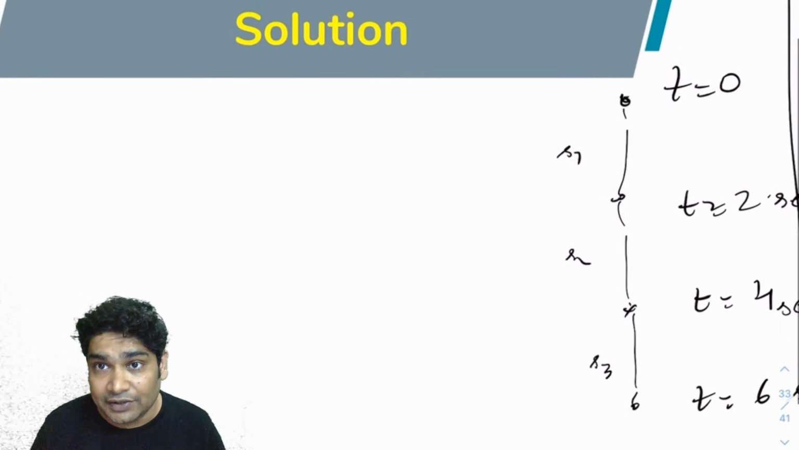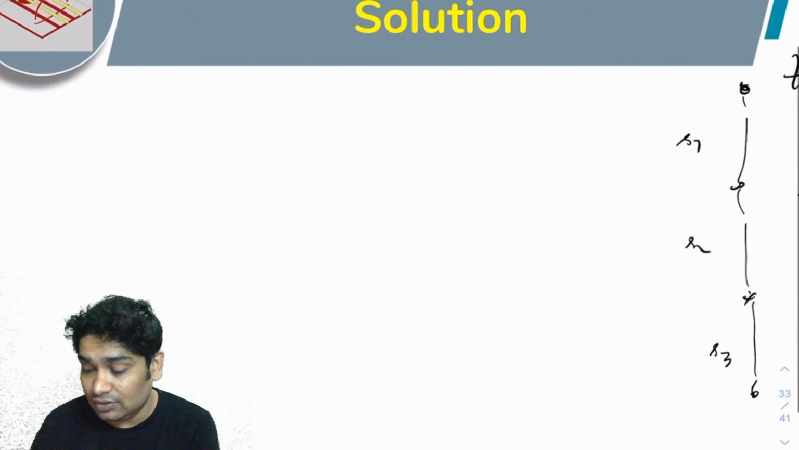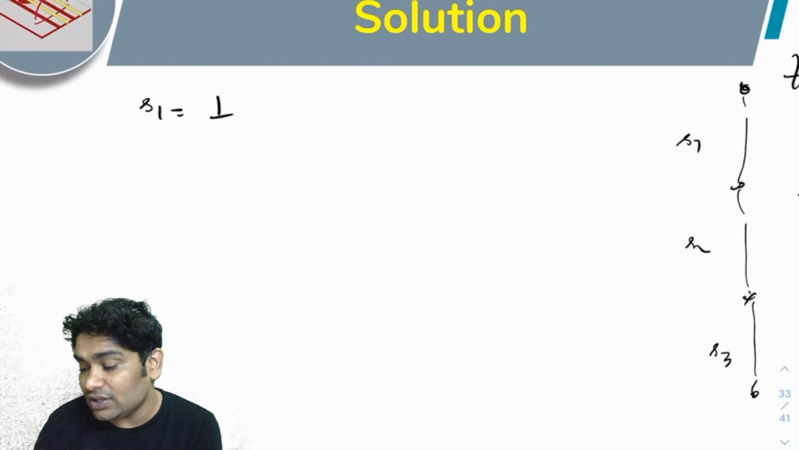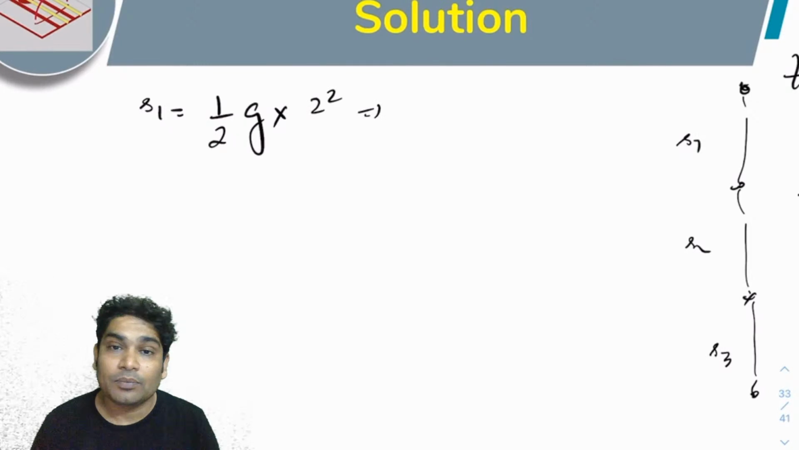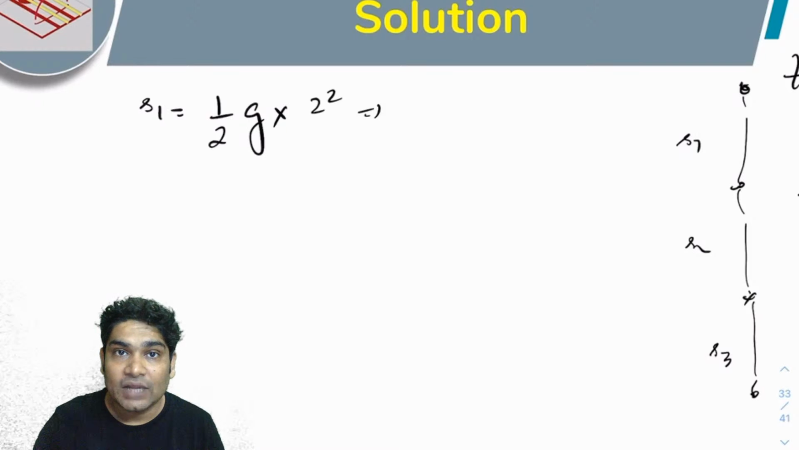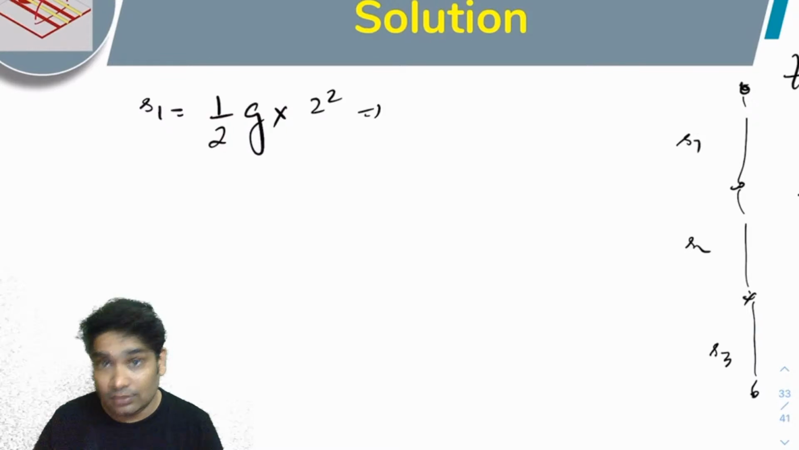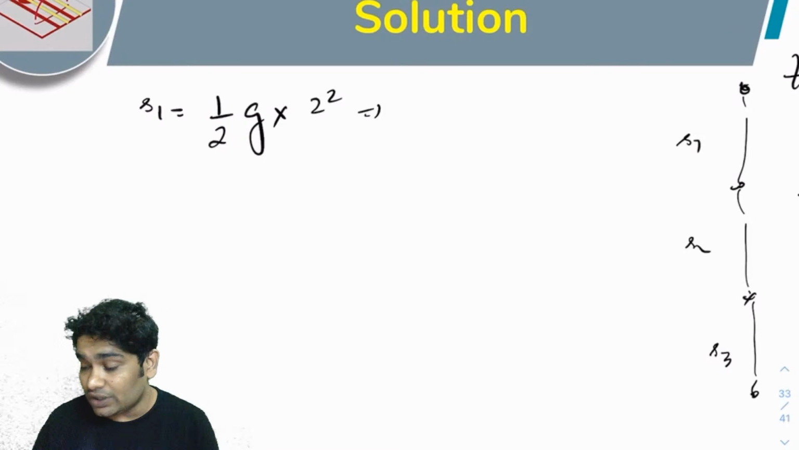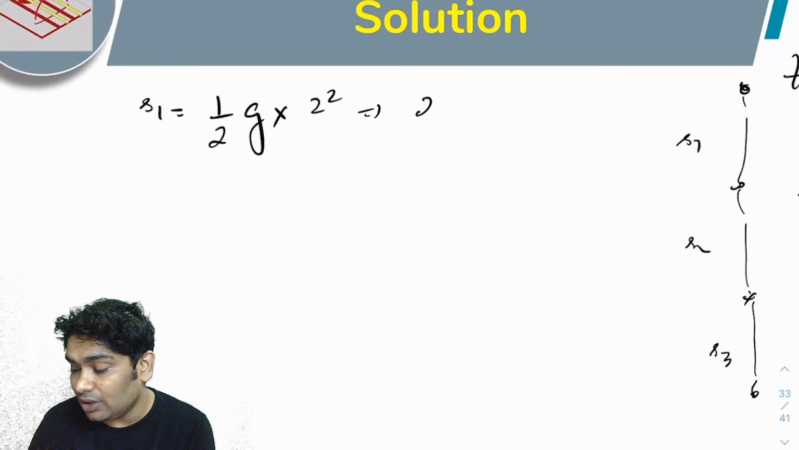So first thing that you will know immediately is that S1 equals half g into 2 square. That is the distance that the ball travels in the first 2 seconds. So this is coming out to be 20 meter.